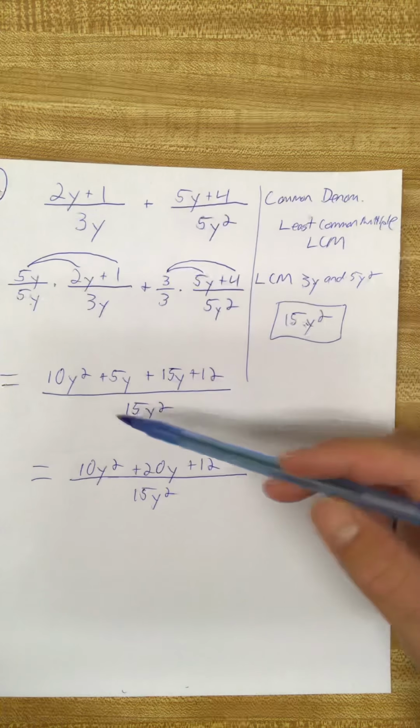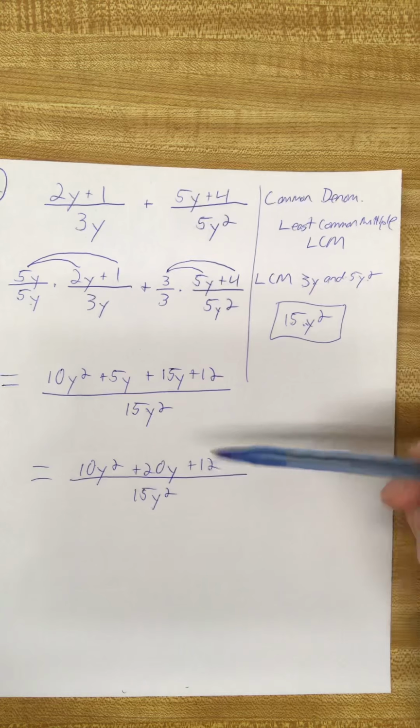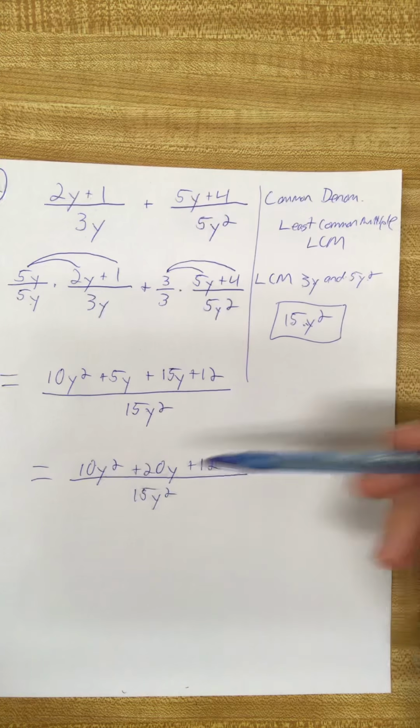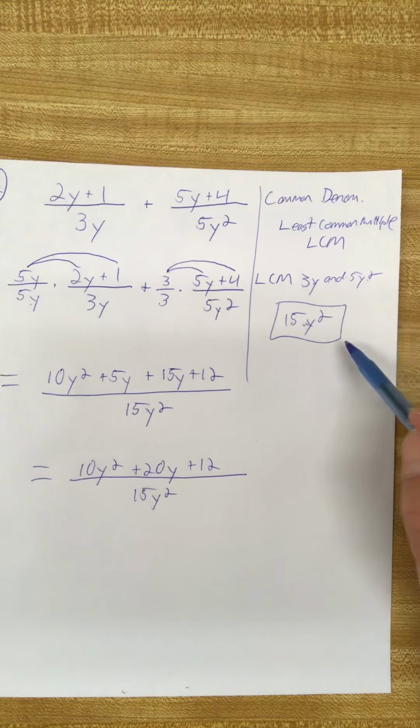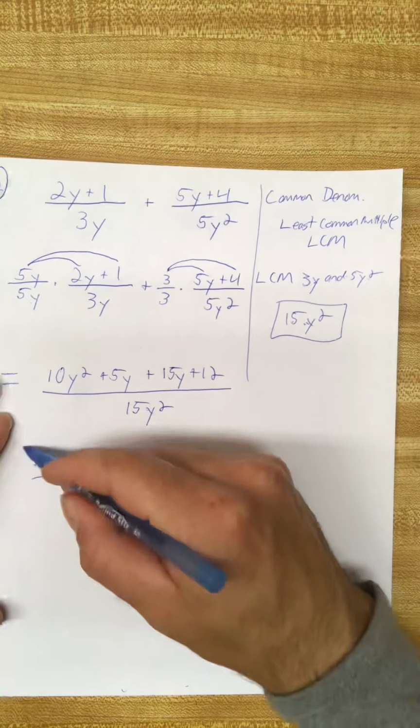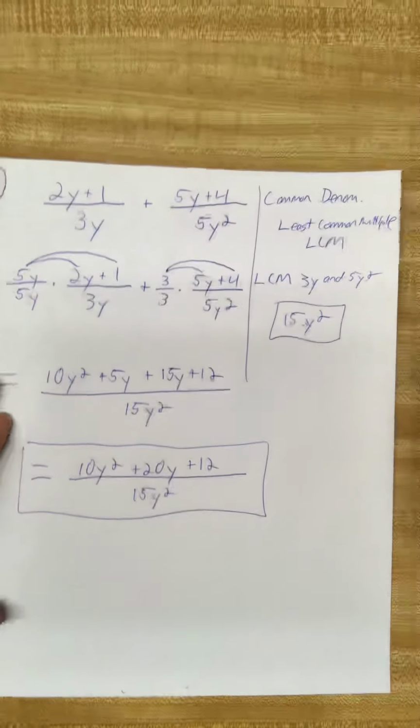There's nothing to simplify here. I know that 10, 20, and 12 you could factor out of 2, but if you factor out of 2, your denominator is 15, 2/15. That doesn't reduce to anything, so just leave that as your final answer.